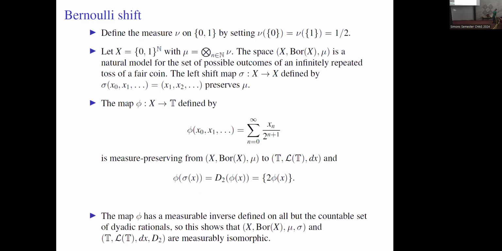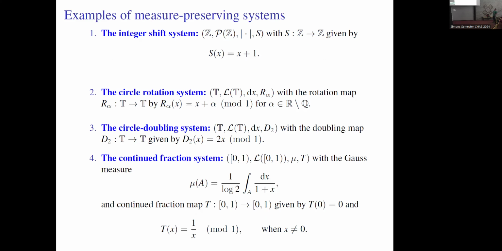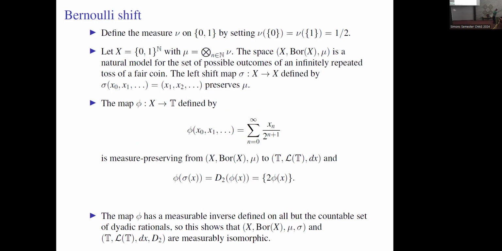But we want to talk about combinatorial applications. So we'll go more into ergodic Ramsey theory, which is the part of ergodic theory where these combinatorial applications can be made. But finally, let me also mention an interesting example, the Bernoulli shift. This is the model of the set of possible outcomes of an infinitely repeated toss of a coin. So we consider the Cantor set, the set of infinite binary sequences.